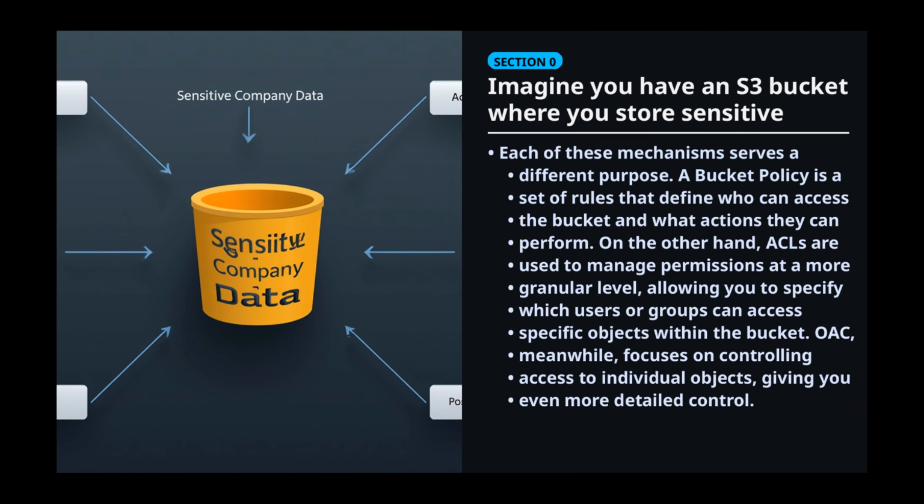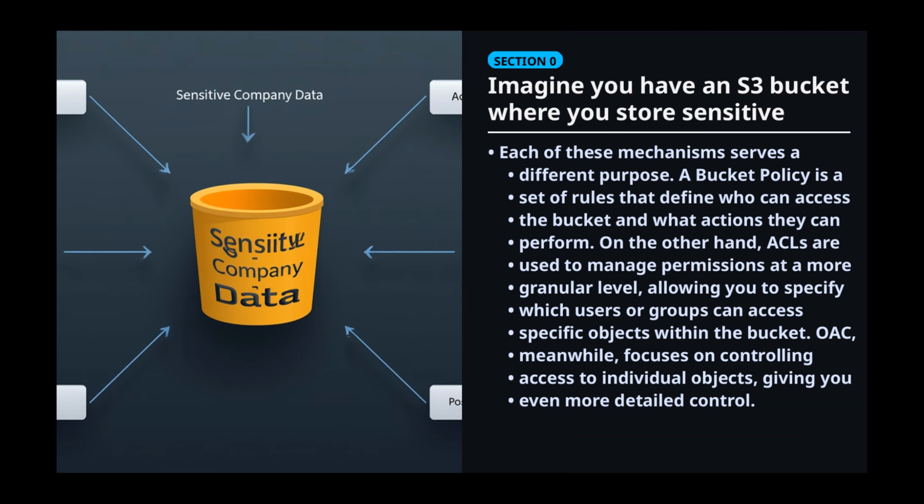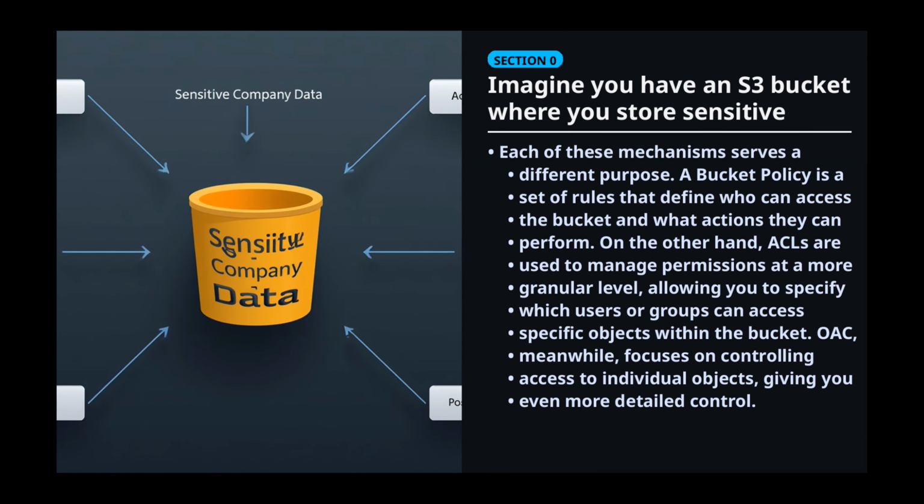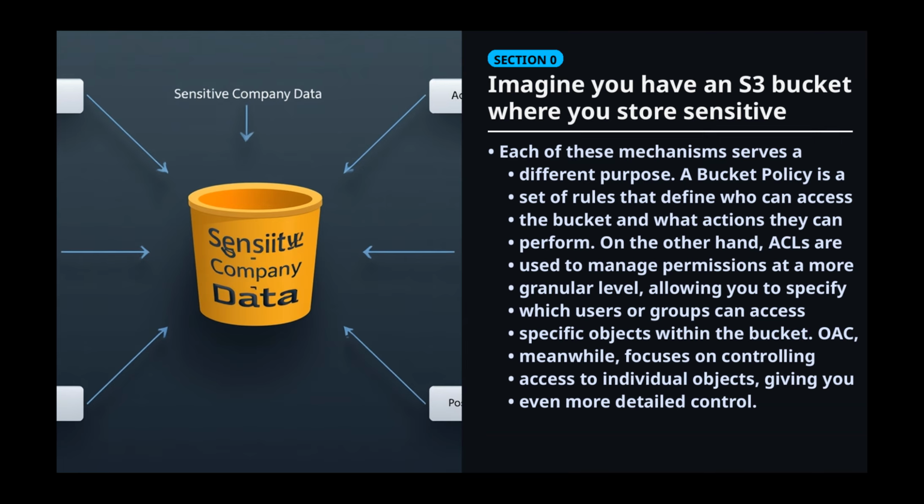Think of it like a library. The bucket policy is like the library's overall rules, ACLs are like the permissions for different sections, and OAC is like the access to specific books. In summary, understanding the differences between these three mechanisms is essential to effectively secure your S3 bucket and protect sensitive data.